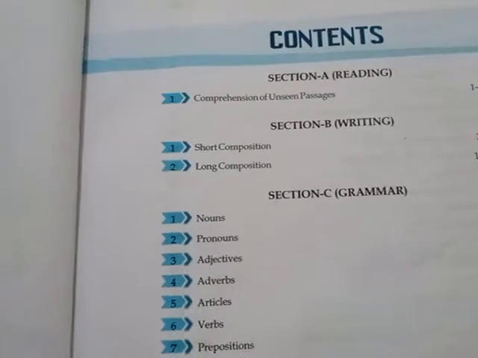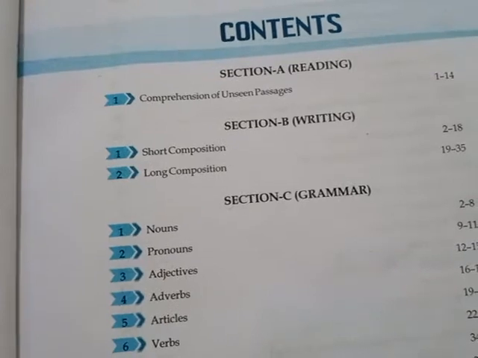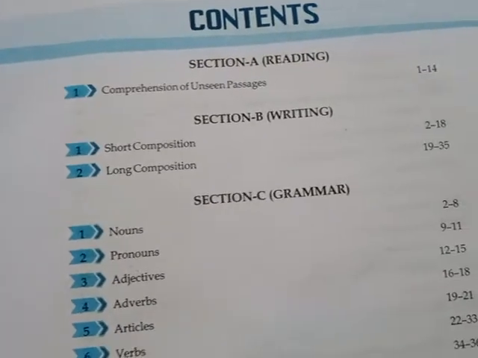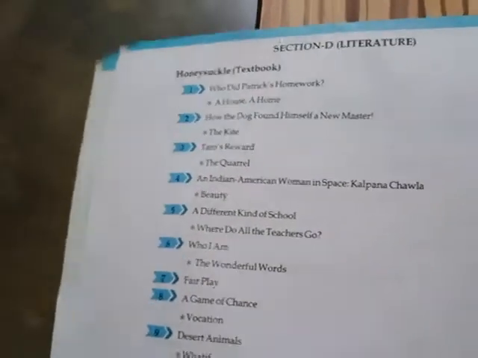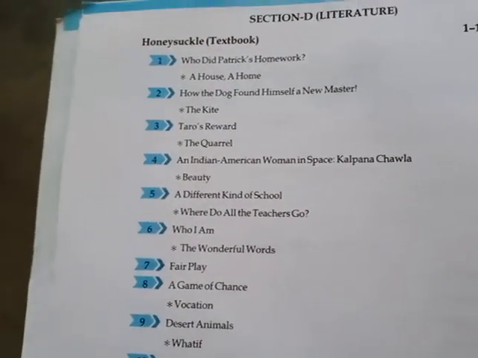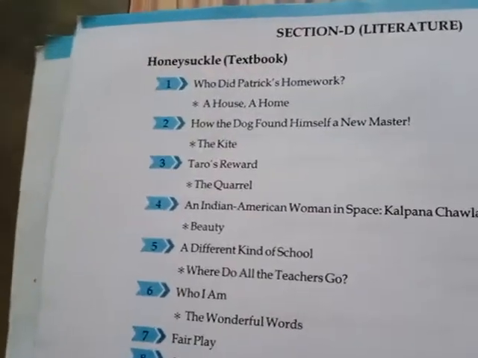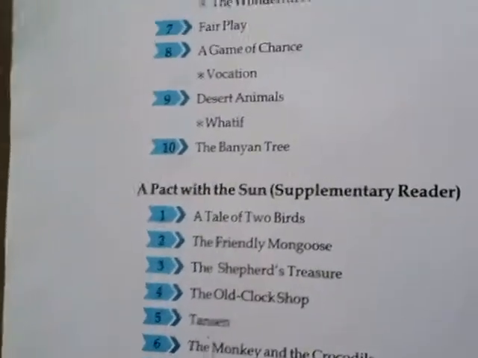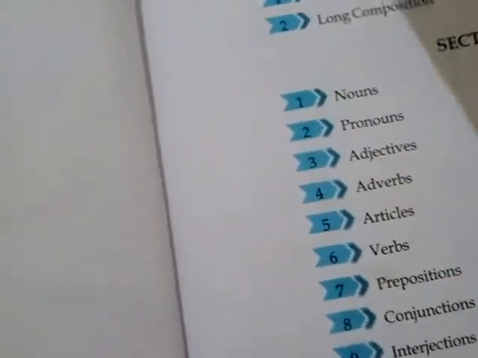Here you can see that English, as we know, has been divided into 4 sections. The first section is reading, the second section is writing, the third section is grammar, and the last one is our literature. Students, here I would like to tell you all that this time we have 2 English books. One is Honeysuckle, the main textbook, and the second one is A Pact with the Sun, that is the supplementary reader. Okay, so now let's see what we have to study in the grammar section.